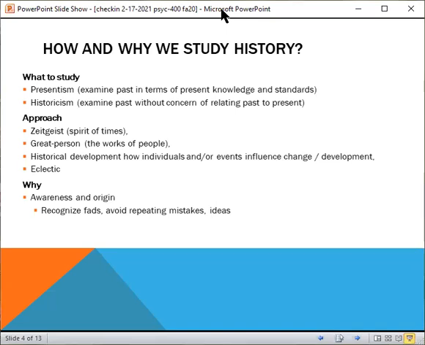So by understanding how we have gotten to the point where we are now, we can start to recognize fads. You know, people go through certain fads where they just do this type of stuff, or we can avoid repeating mistakes that were made previously in other research or in other schools of thought in early psychology. And of course, by looking at the history of what was done in the past, you can come up with some amazing ideas.